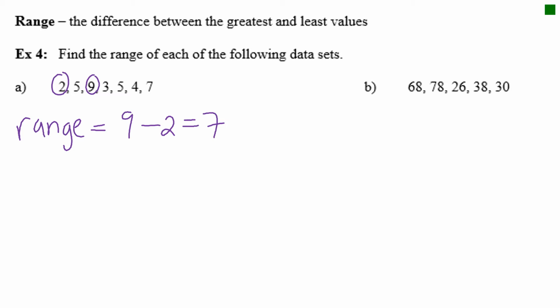range. One on the right, again, taking the biggest value. So in this case, the biggest value is going to be 78. And we're going to subtract the smallest value, which is 26. It's going to give you an answer of 52.